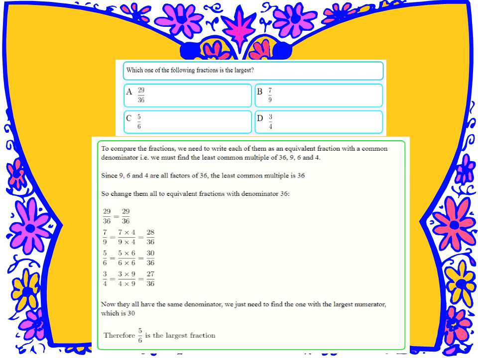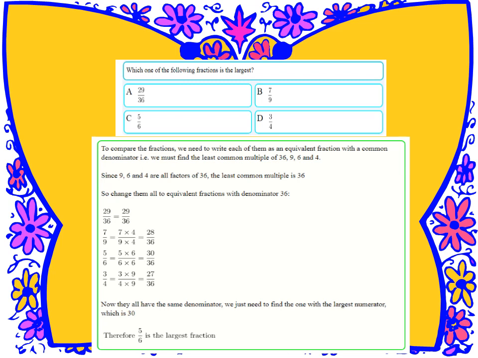same. Okay, let's check now the numbers. A, it's ready, 36. I will not do anything. For B, we say 9 by 4 equals 36. And also multiply the top number by 4, it's 28 out of 36. C, 5 out of 6, multiply by 6 and 6. It's 30 out of 36. In D, the answer will be 27 out of 36.